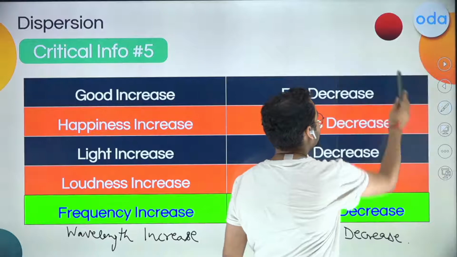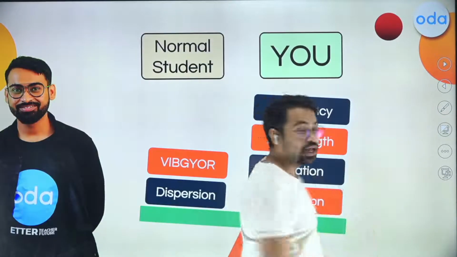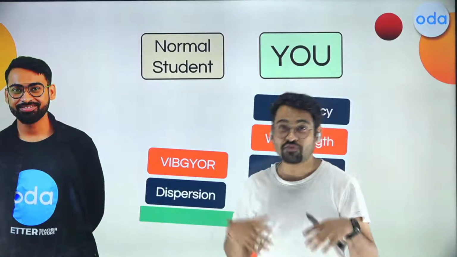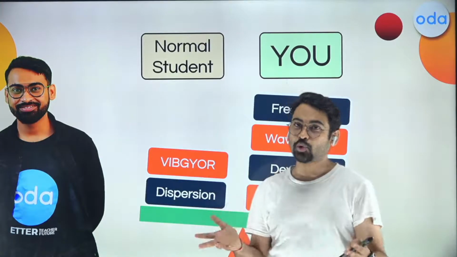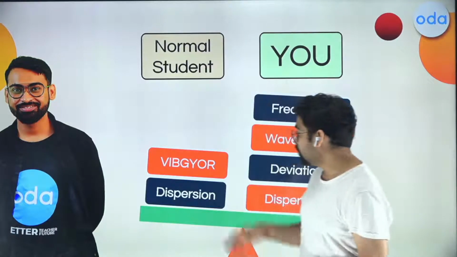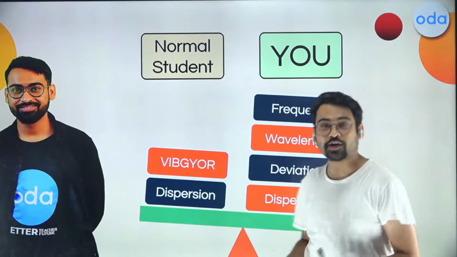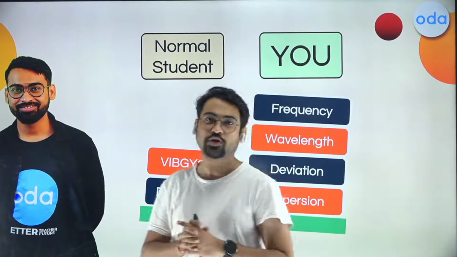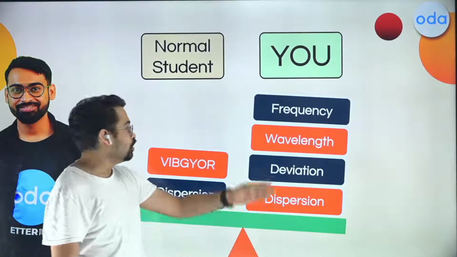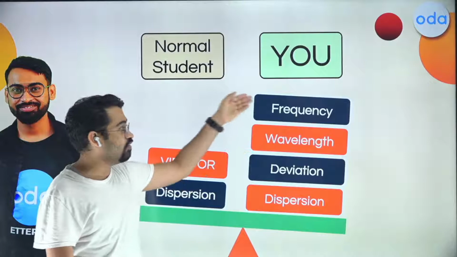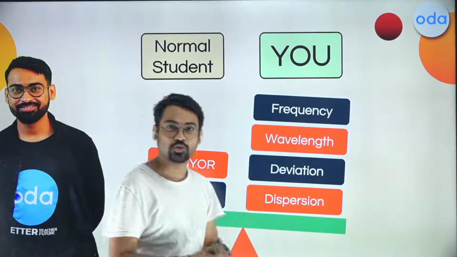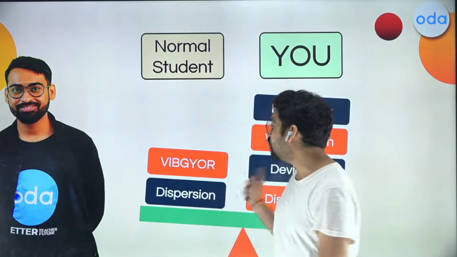So this was something that I wanted to tell, and let me tell you now how you are ahead of all your other peers, of all your other friends at school. Now, a normal student, your friend, would be knowing only dispersion. They would be knowing that white light breaks into VIBGYOR. That's it. You, on the other hand, have heard about dispersion. You learnt about deviation. You learnt about wavelength. You learnt about frequency. And you also find out the relation between these two. So you are ahead in a lot of aspects.